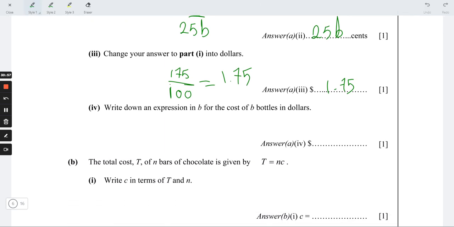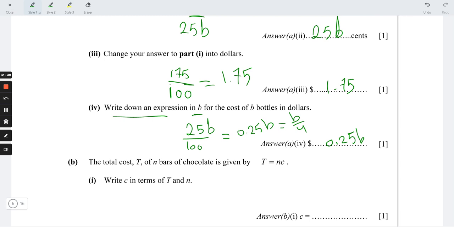Here, write down an expression in B for the cost of B bottles in dollars. We have 25 cents times B, but in dollars I should divide it by 100. So this will be 0.25B, or you could write it as B over 4, because a quarter is 4. So 0.25B dollars. This is how we can write it out.